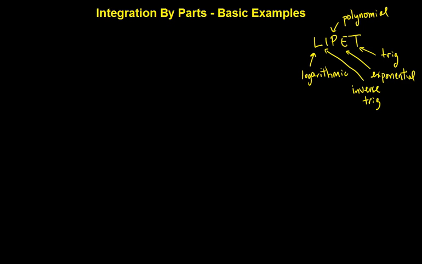In this video, we'll continue our series on integration by parts with another pair of basic examples. And this time we have the integral of x squared ln of x dx. Now, according to our chart over on the right, LIPET, logarithmic comes first in this case, and so we're going to let u be the logarithmic function ln of x. And we're going to let dv be the remainder, which would be x squared dx.